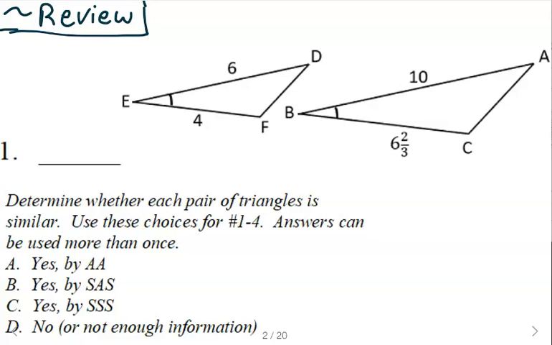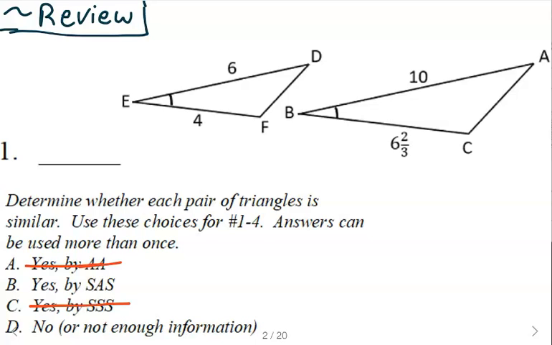We have two sides in each triangle, or two pairs of sides, and then a pair of angles, and it's the included angle. So we should be down to either side angle side or no. They're not similar or there's not enough information.